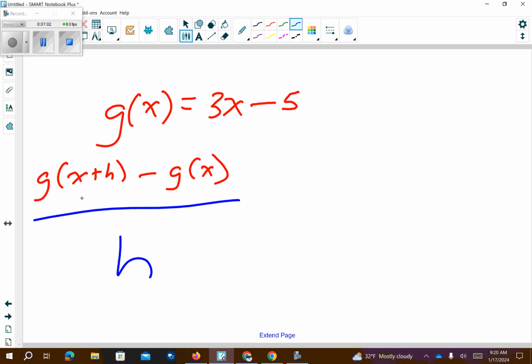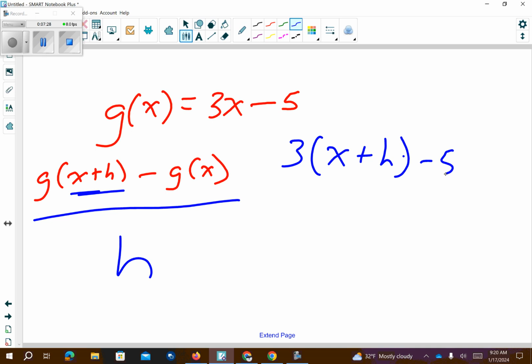So, first thing, I'm going to take my equation, and I'm going to plug x plus h into it. So I get 3 times x plus h, minus 5. That takes care of this. All I did is I replaced x plus h for x into the equation. Good so far?